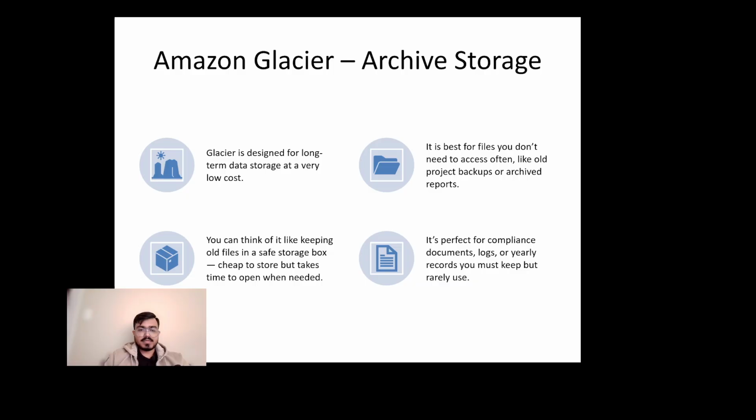So let's talk about Amazon Glacier, which is made for long-term storage. This is the cheapest storage in AWS, but it's used for data that you don't need to access often. For example, you can keep old projects, old videos, or company records that you may only open once a year.